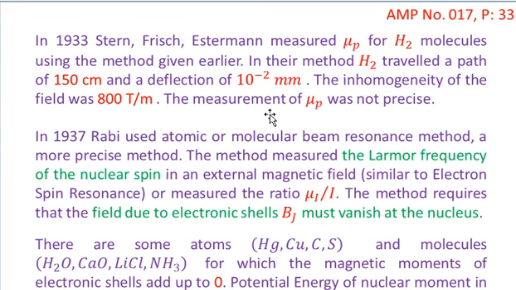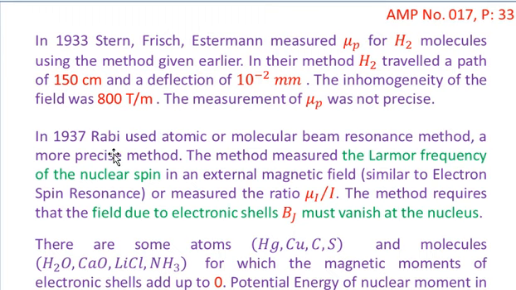The inhomogeneity of the field was 800 Tesla per meter. The measurement of the proton magnetic moment was not precise. So you see that in this method, the hydrogen molecules were used. They traveled a distance of 150 centimeter, and they underwent a magnetic deflection of 10 to the power minus 2 millimeter. The inhomogeneity of the field was 800 Tesla per meter, and the measurement of mu p was not precise.